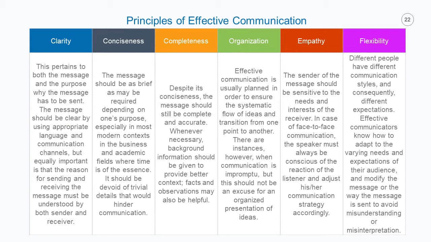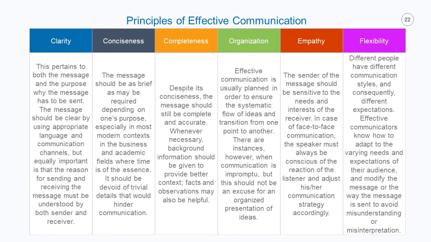Conciseness. The message should be as brief as may be required depending on one's purpose, especially in most modern contexts in the business and academic fields where time is of the essence. It should be devoid of trivial details that would hinder communication.